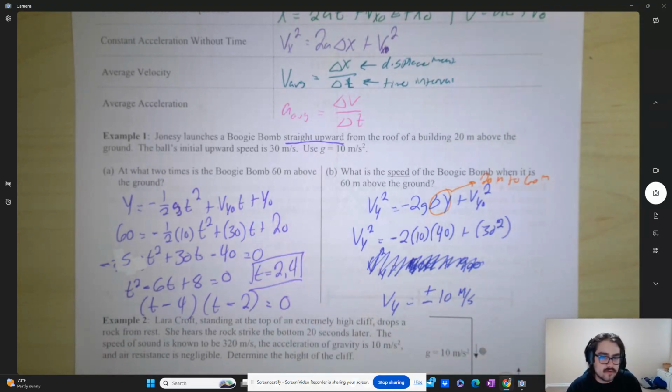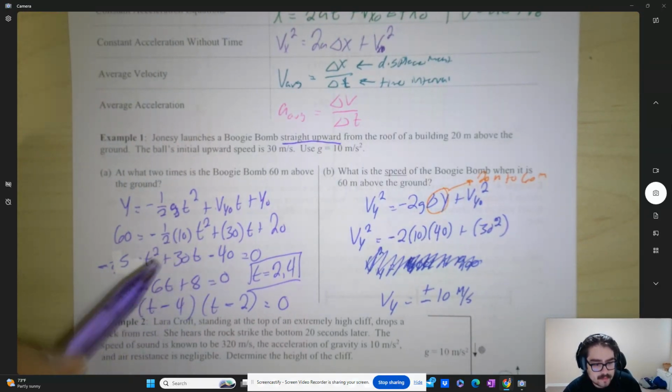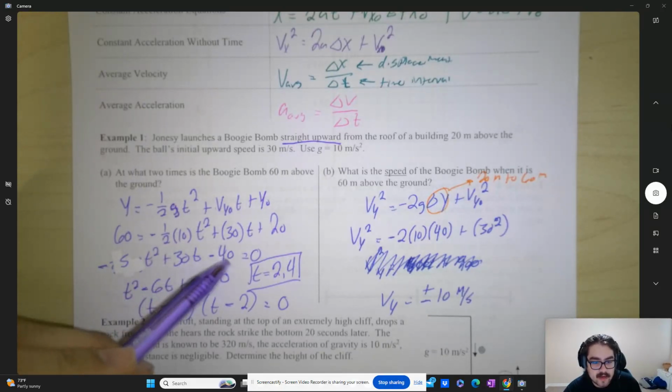If you wanted to, you could make it 0, but you'd have to add that 20 back in at some point. So it would just make everything a big mess. It's easier just to do the 20 here. So then what you'll notice is that half of 10 is 5, so I end up getting negative 5t squared plus 30t minus 40.